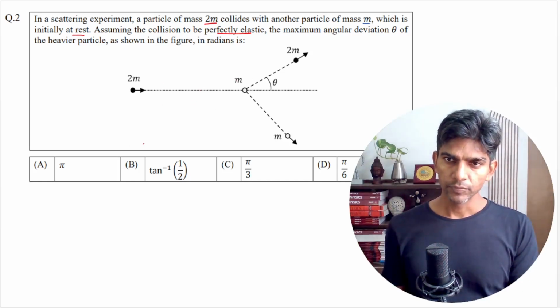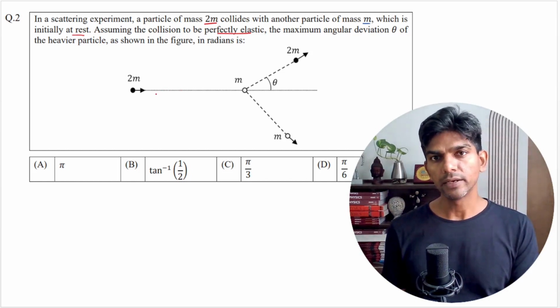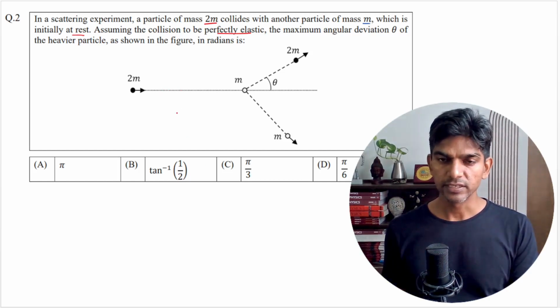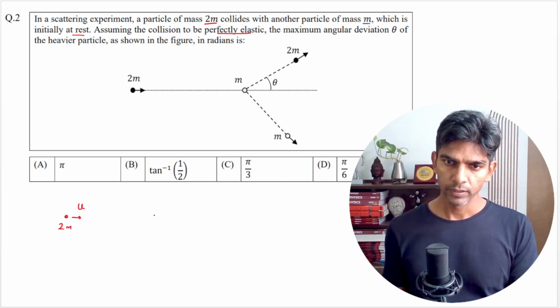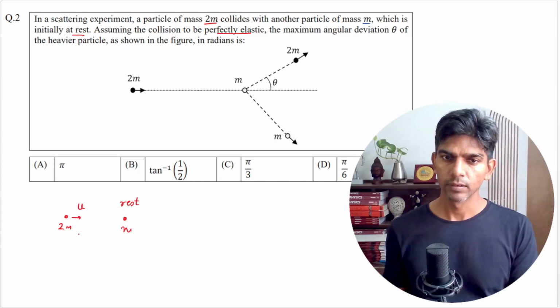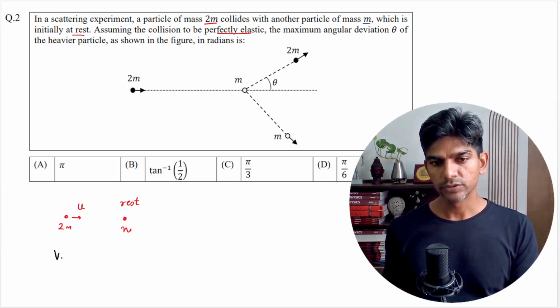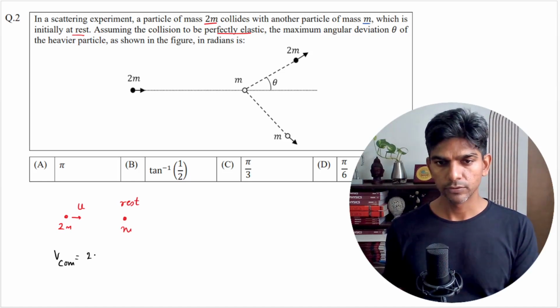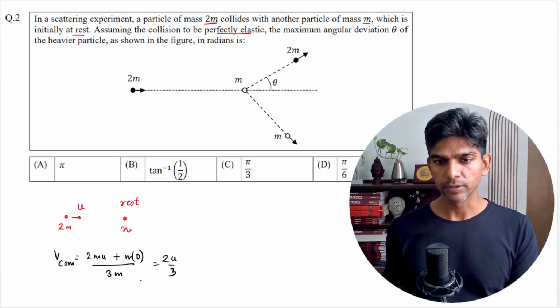Here the easiest approach would be in the center of mass frame, but it can be solved analytically. So I'm going to use the center of mass concept. What we have given is mass 2m. Let us say its initial velocity is u, and there is a particle of mass m which is at rest, right? So if I consider the center of mass frame, then the velocity of center of mass will be 2m times u plus m times 0 divided by the sum of the masses, which will be 3m. So this comes out to be 2u by 3.